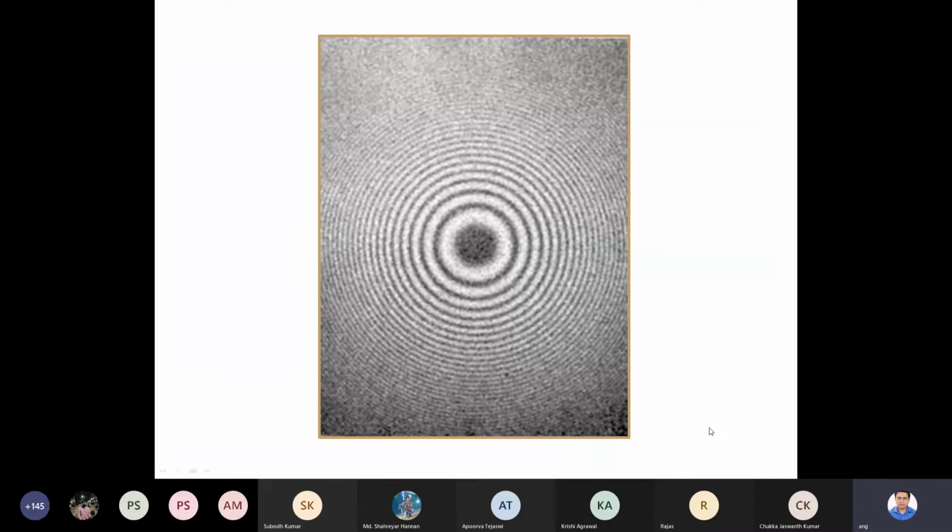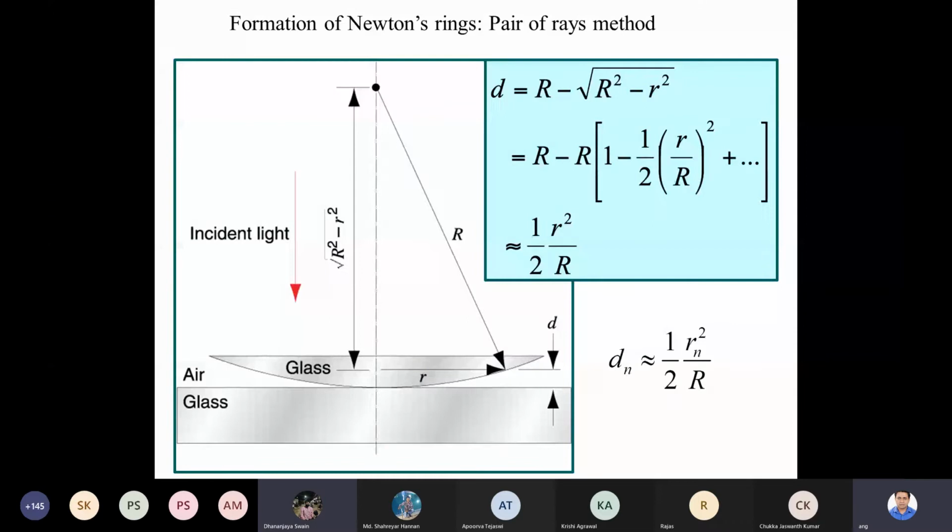Now we will see this kind of pattern through the traveling microscope. Sir, where do they interfere? Okay, so where they interfere.